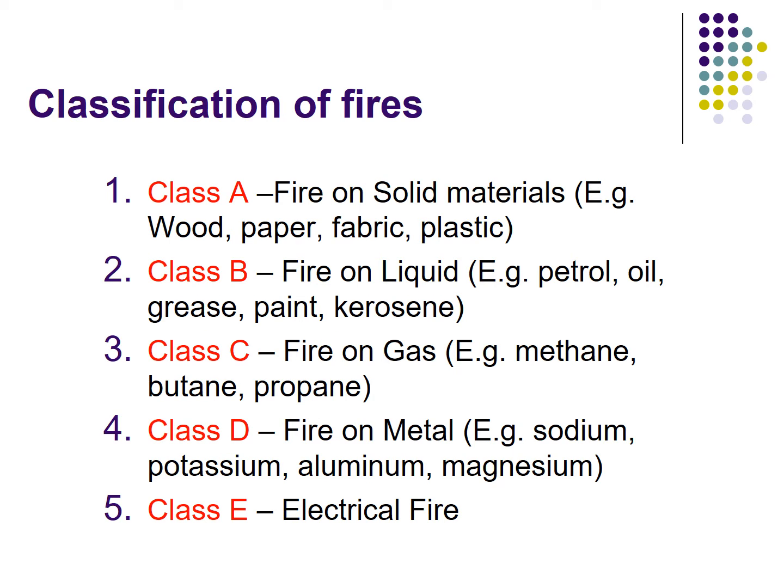Classification of fire: Class A fire: fire on solid material, for example, wood, paper, fabric, plastic. Class B fire: fire on liquid, for example, petrol, oil, grease, paint, kerosene. Class C fire: fire on gas, e.g. methane, butane, propane. Class D fire: fire on metal, for example, sodium, potassium, aluminum, magnesium. Class E fire is an electrical fire.